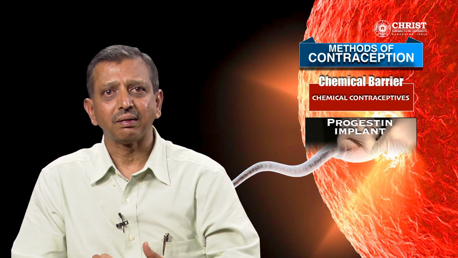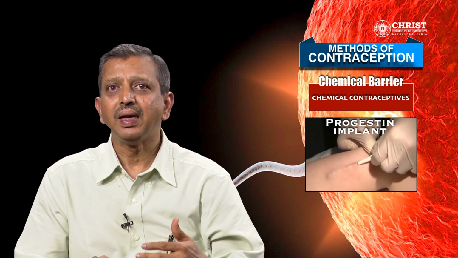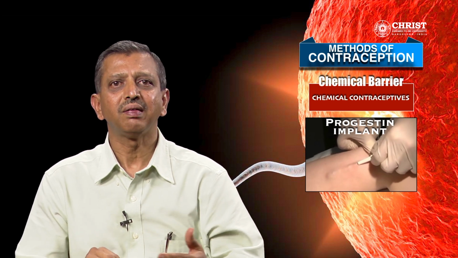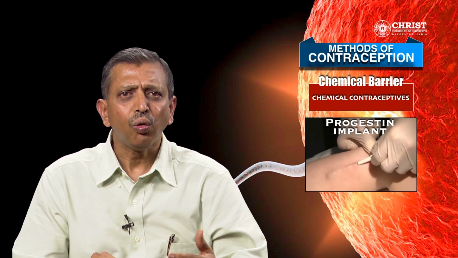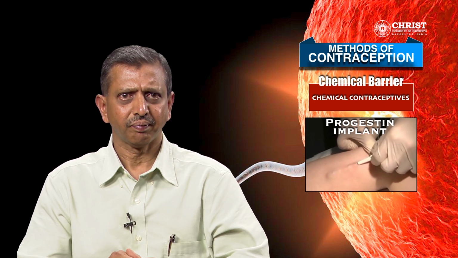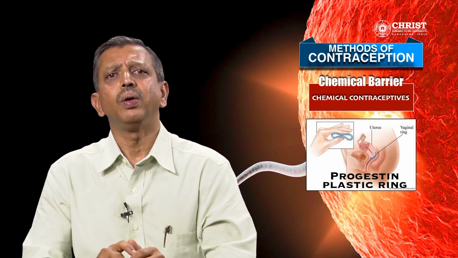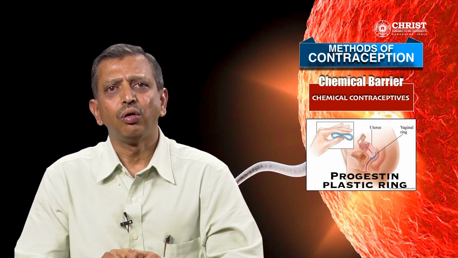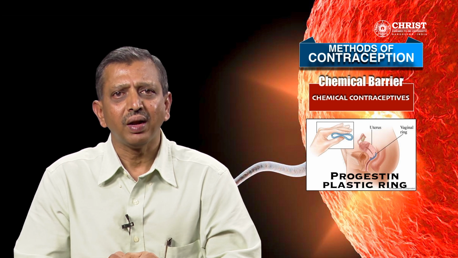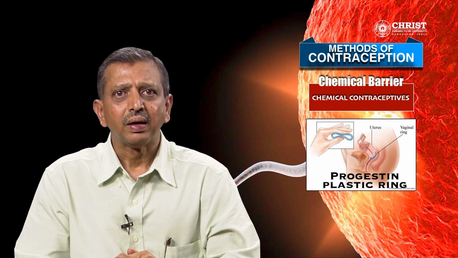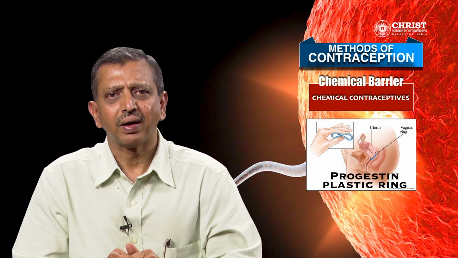Progestin implant: embedded in an inert carrier under the female skin to release the hormone slowly and continuously. Progestin can also be incorporated into a plastic ring that could be inserted into the vagina, hence called vaginal ring. It needs to be changed periodically.